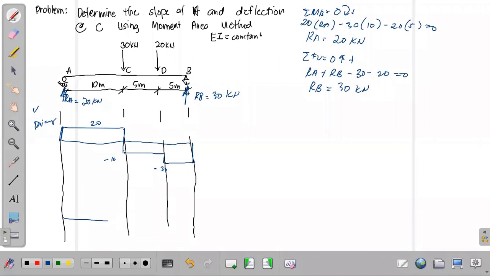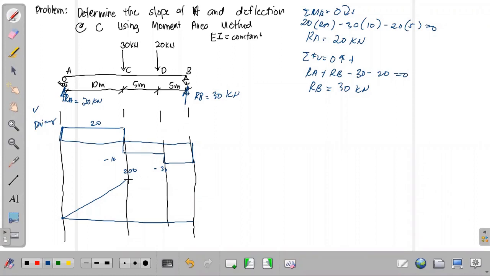And for the moment, okay. So moment, wala tayong moment sa A. Pagdating sa C, ang moment natin is the area of our shear diagram between AC. So anong area natin dito? 20 times 10, that is 200. So straight line, 200. Remember, this is rectangular, kaya triangular ito, 200.